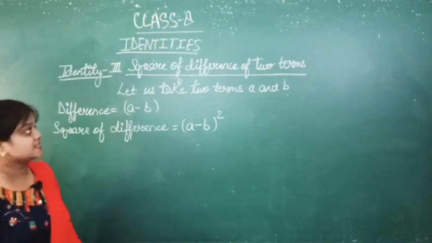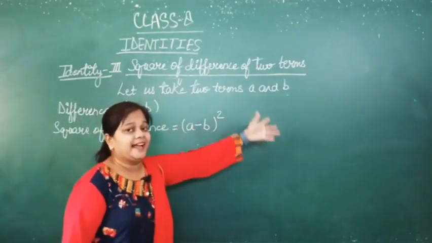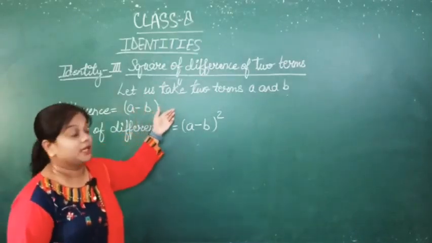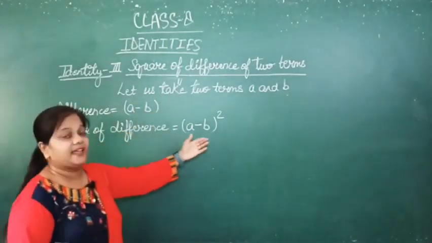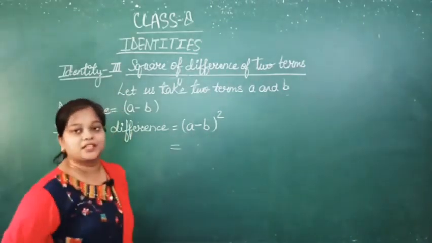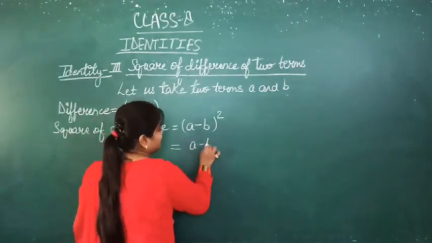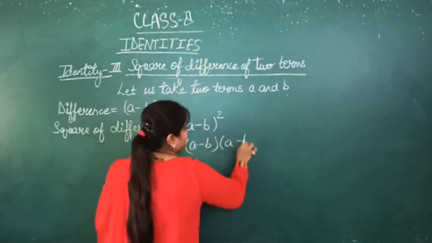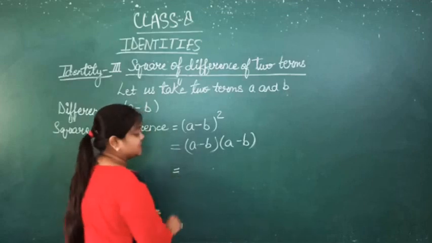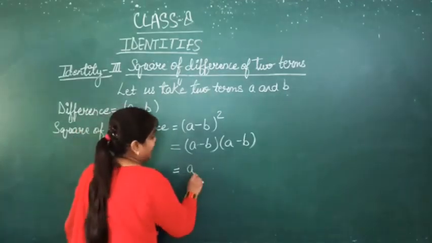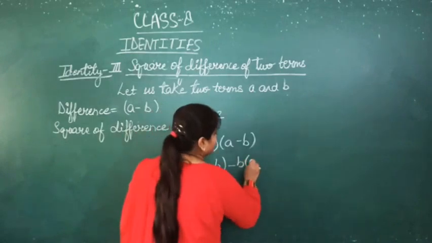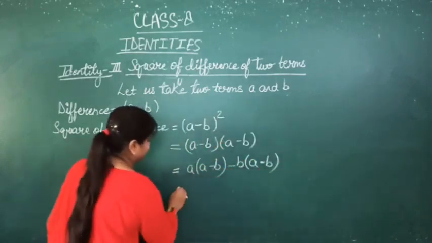For this, let us take two terms a and b. Their difference will be a minus b and square of difference will be (a minus b) whole square. Using our properties of exponents, we can write it as (a minus b) into (a minus b). We have to multiply these two brackets. For this, a into (a minus b) and minus b into (a minus b).